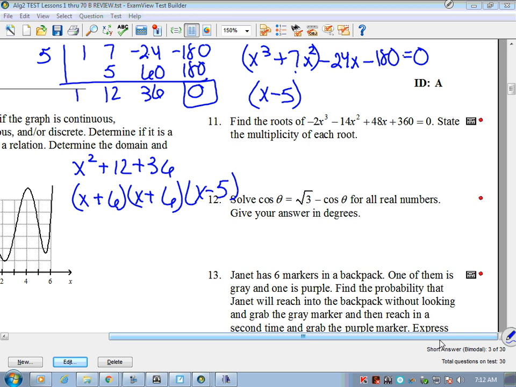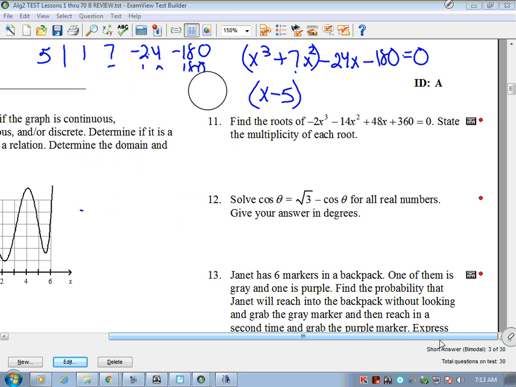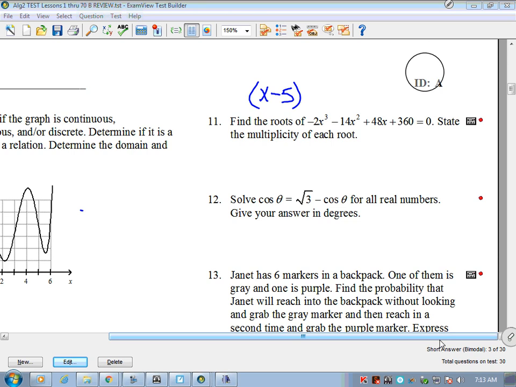So hopefully that helps you out a little bit. Sometimes you cannot group it. Sometimes you just have to set up synthetic division and try a couple of different things until you get something where you have a 0 remainder.